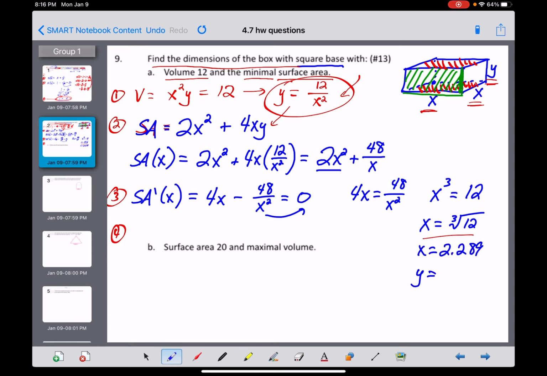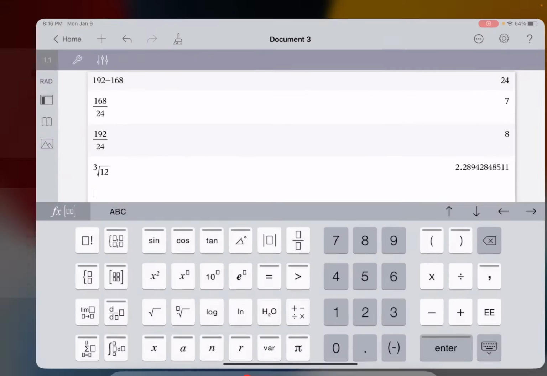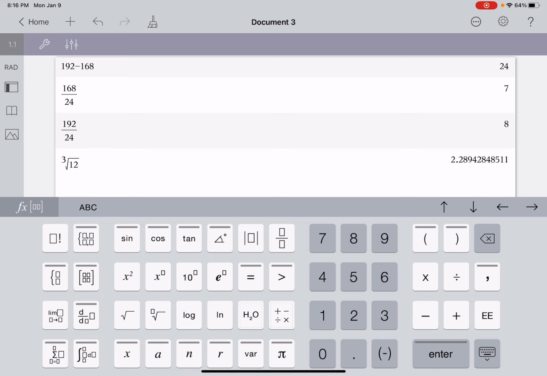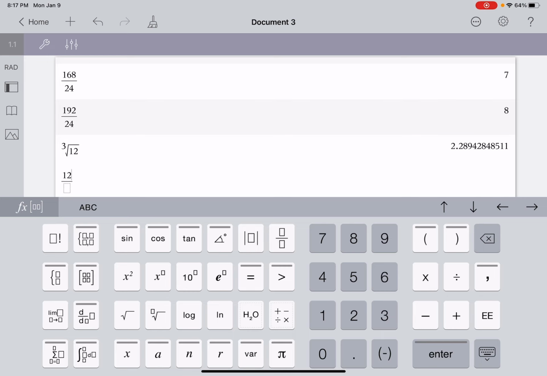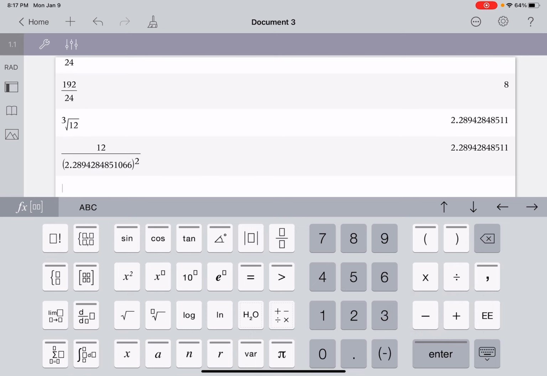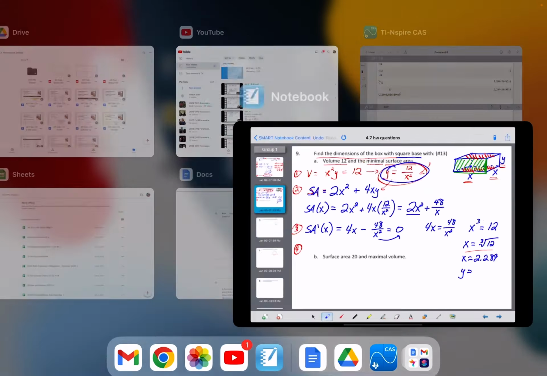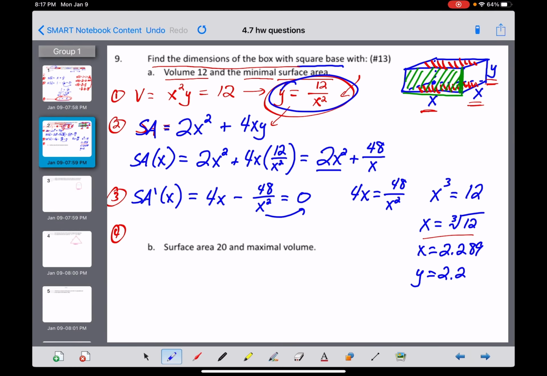2.289, and then y, right here, guys, would be found by 12 over x squared. So I'm going to type in, let me do a stacked fraction here, a 12 over, and I'm going to do my last answer, how do I get that here? There, yeah, last answer squared. Okay, so 12 over x squared gets us a y value that's identical to our x value of 2.289. That's interesting. So what does that tell us, everybody? 2.289. Those would be our dimensions right there. That's the answer to the question.